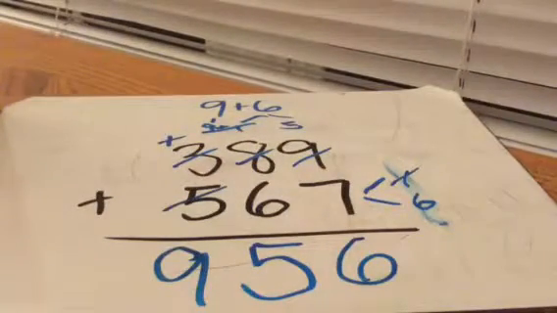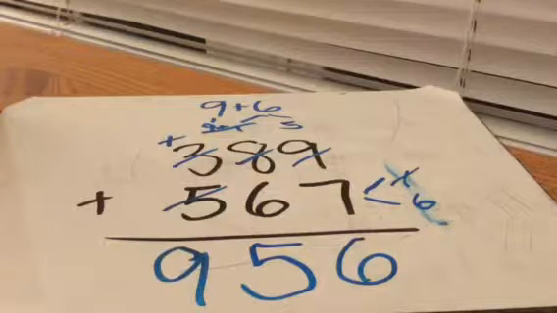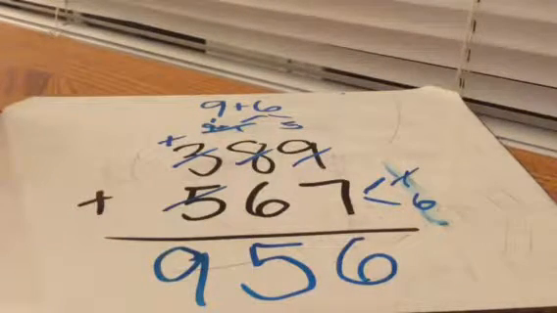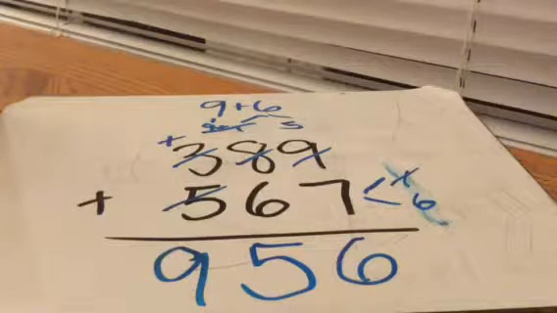956. I'm just showing you different strategies so that you don't need to use your fingers. If you can make 10 or use numbers to help you make 10, then that makes your addition really easy. You can break apart numbers to help you make 10 as well. Okay, so look for ways to make 10 because we know that anything plus 0 is itself.